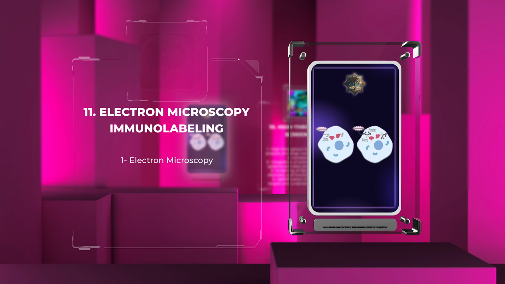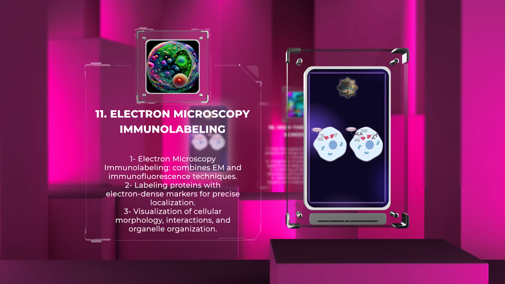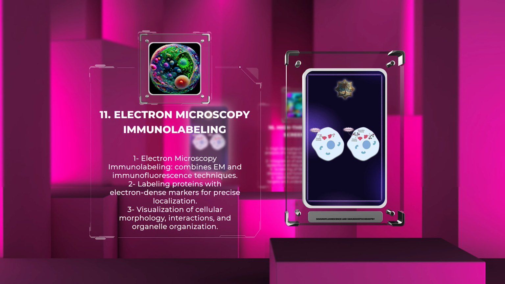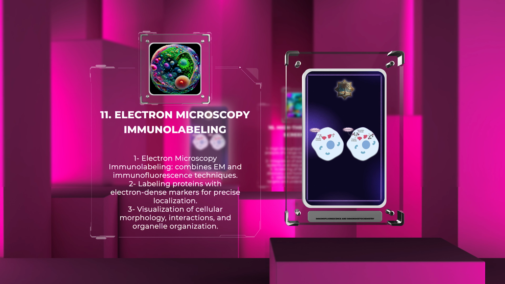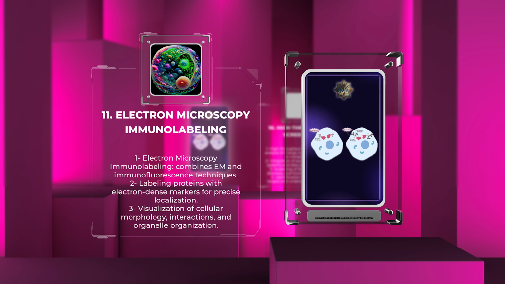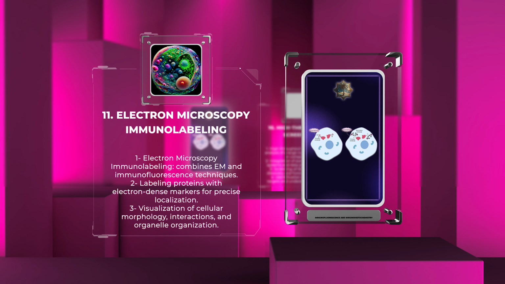Electron microscopy immunolabeling combines electron microscopy, EM, with immunofluorescence techniques to study the ultrastructural localization of specific proteins within cells or tissues. By labeling proteins with electron-dense markers, such as gold nanoparticles, their precise subcellular localization can be visualized at high resolution. Electron microscopy immunolabeling provides detailed insights into cellular morphology, cell-cell interactions, and organelle organization. It has been instrumental in elucidating the structural basis of various diseases and understanding intracellular transport mechanisms.